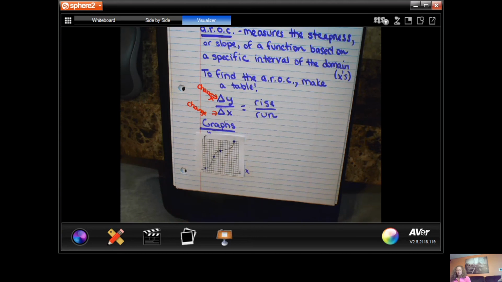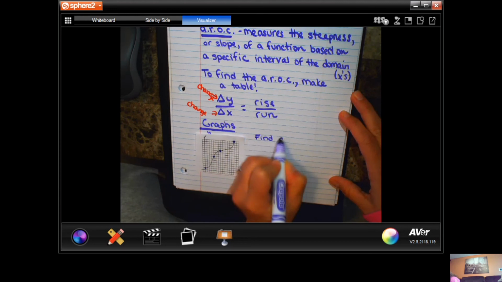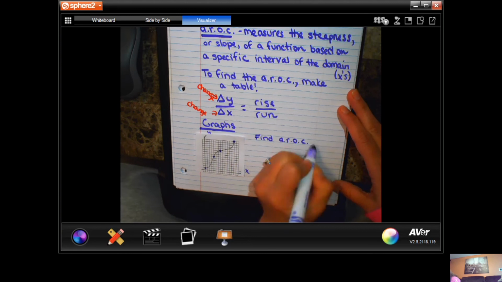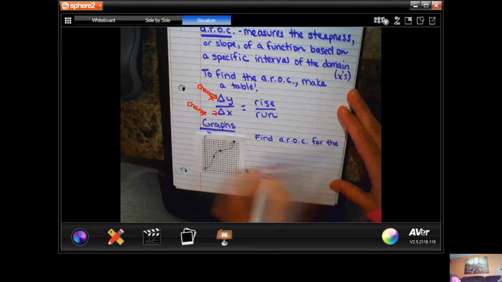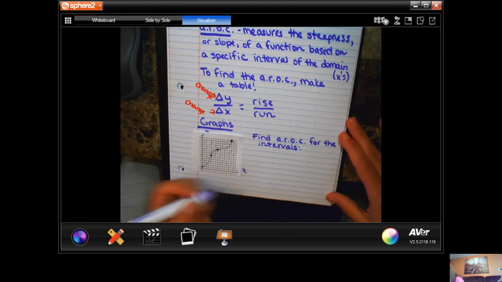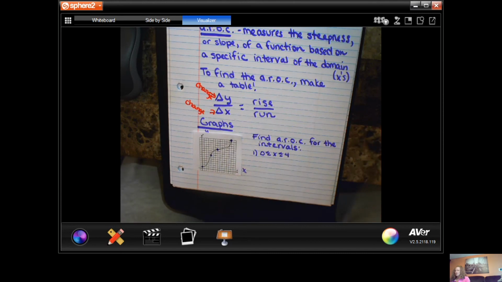So we're going to find the average rate of change. So can you put find average rate of change? We're going to abbreviate. For the intervals. And we're going to do this twice just so you get a feel of it. We might actually do it 3 times. So the first way, can you write 0 is less than or equal to x is less than or equal to 4. If you saw the previous lesson on domain and range, your x would be your domain. So we're talking about the numbers from 0 to 4.